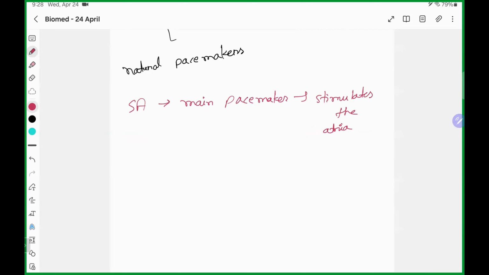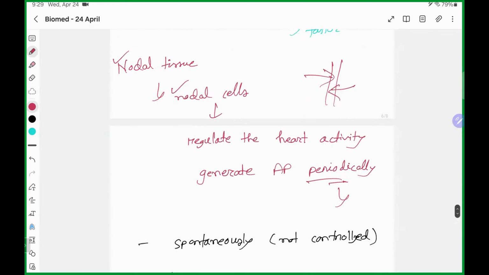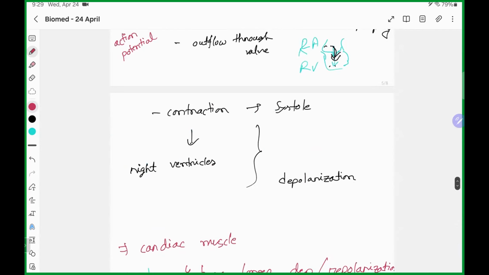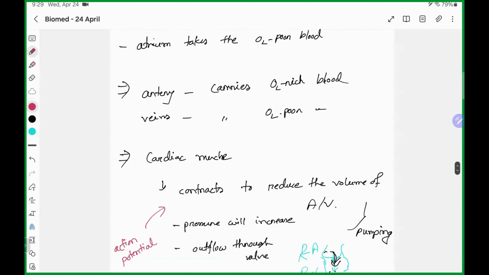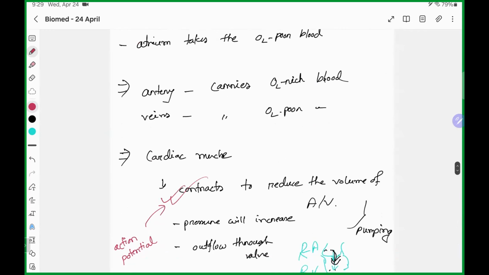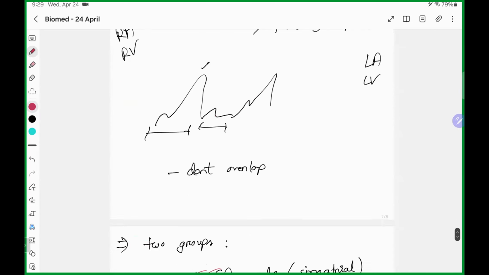So the SA node, they are actually the main pacemakers. They stimulate the atria, and when it stimulates the atria, that is a contraction, as I said a little while ago. This is where everything starts, from the contraction. So this actually happens by the SA node. They stimulate the atria, and from there this process continues. Let's come back. Then you have the AV node.